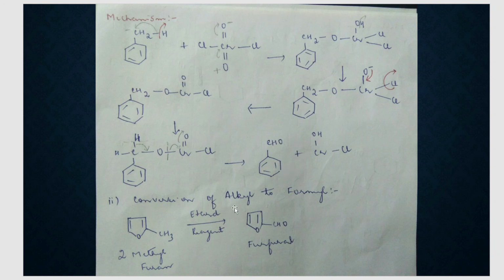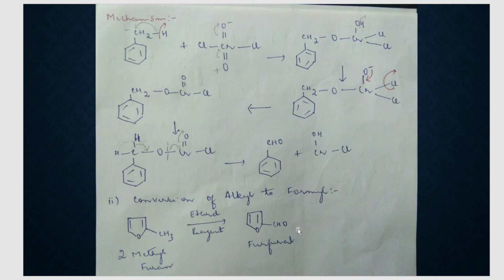The next application is conversion of alkyl to formyl. This time we are not taking a benzene ring, we are taking a furan. What is a furan? A ring having oxygen in it. So we are taking methyl furan, and it is getting converted into an aldehyde group. All you have to do is replace the methyl group with an aldehyde group and write. Any ring, any heterocyclic ring they give you, don't touch the ring, just change the methyl group into aldehyde.